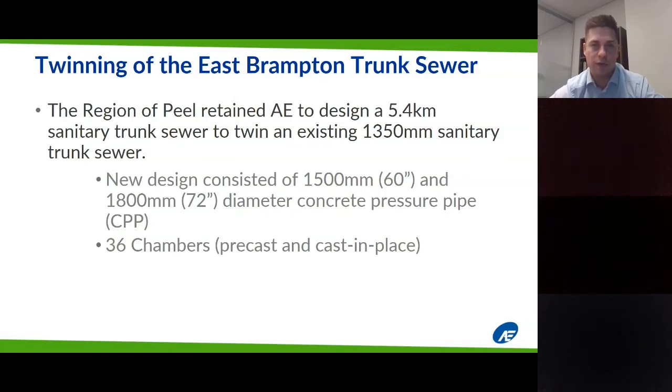The plan for the region was to divert the flows from the existing 1350 over into the new trunk sewer. What they can then do is get into the 1350 and assess how bad the condition of the pipe is, whether they need to really replace the 1350, and what they can do to restore it and take care of the inflow and infiltration. They also had 36 chambers composed of precast and cast-in-place concrete structures.